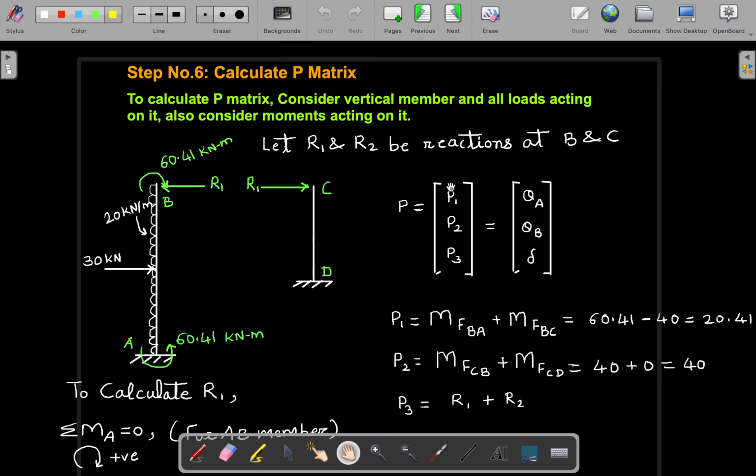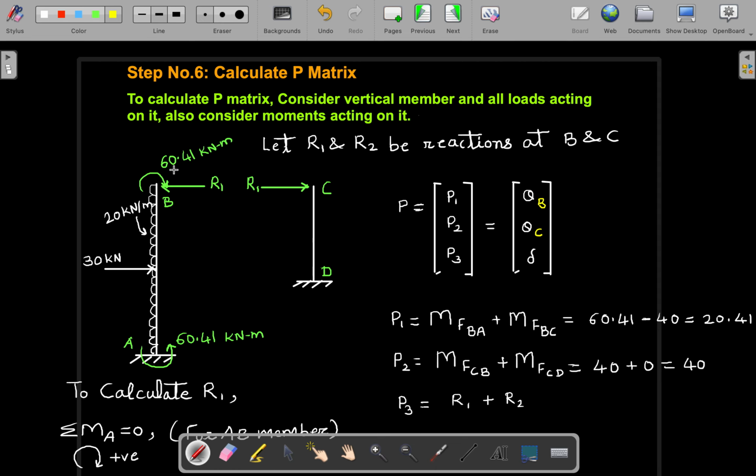Those P1, P2, P3, these three terms we have taken, correspond to theta B, theta C and delta, at points B, C and the delta. There is an error in writing here. So that is what we are going to see. P1 corresponds to theta B, with some rotation we have applied here, right? Now let us see P1.